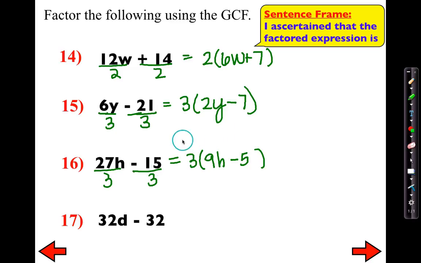Now, number 17, what's the greatest common factor between 32 and 32? Hopefully your answer is 32. So in order to solve, I'm going to have to divide both terms by 32. This is going to leave me with 1d, which is just d. I'm going to do negative 32 divided by 32, which is going to be a negative 1. So I'm going to put minus 1.